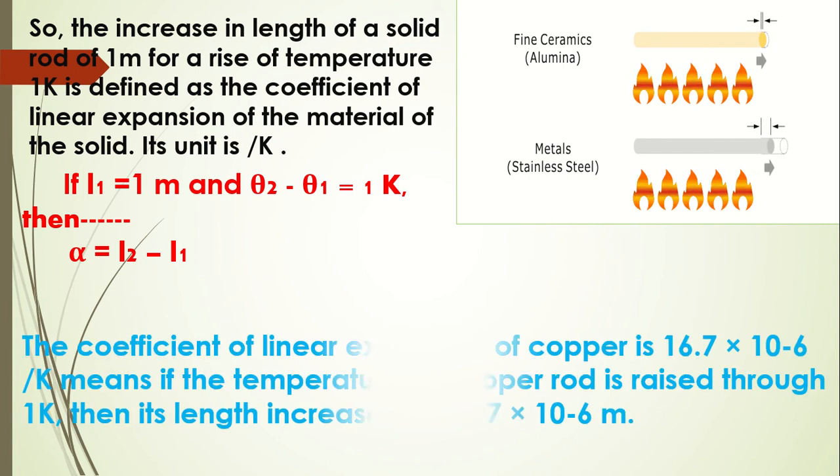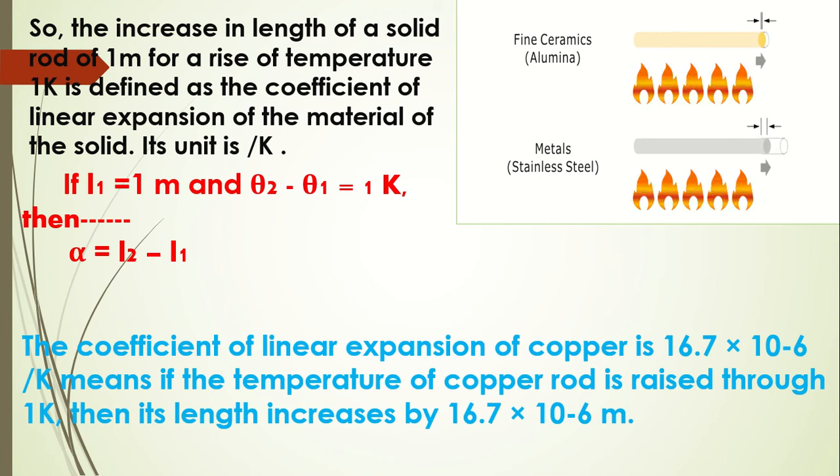Look, coefficient of linear expansion means what? If the length of the rod is 1 meter and increasing temperature is 1 Kelvin, that means theta 2 minus theta 1 equal to 1 Kelvin. Then alpha equal to L2 minus L1. From these equations, you can give the definition of alpha, that is coefficient of linear expansion of solid. Here L2 minus L1 means what? Increase in length. In which case? When the initial length of the rod is 1 meter and for the rise of 1 Kelvin temperature.